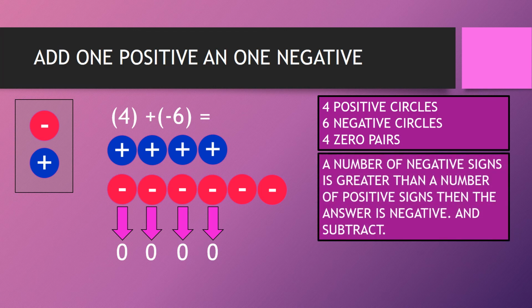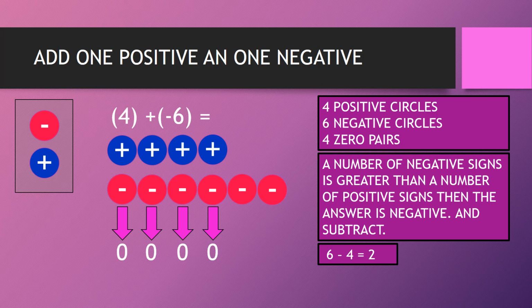The number of negative signs is greater than the number of positive signs. Then the answer is negative, because the negative sign is the sign that appears more frequently. When the sign that appears more frequently is negative, the final answer is negative. In my example, this negative number is more frequent than the positive number. Now my answer is negative.